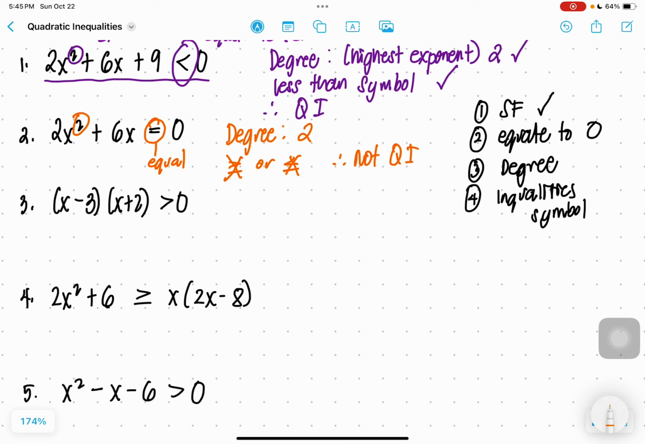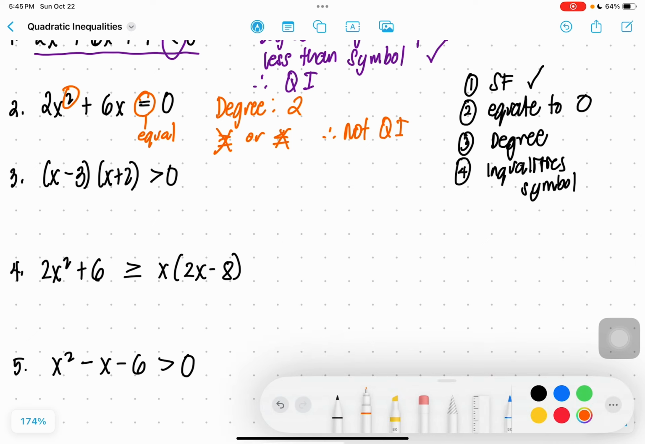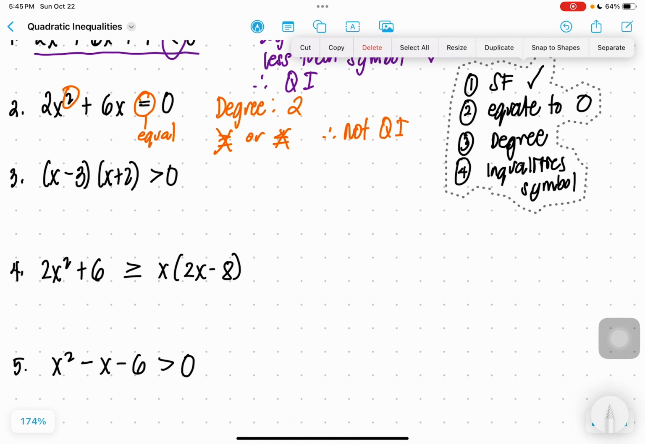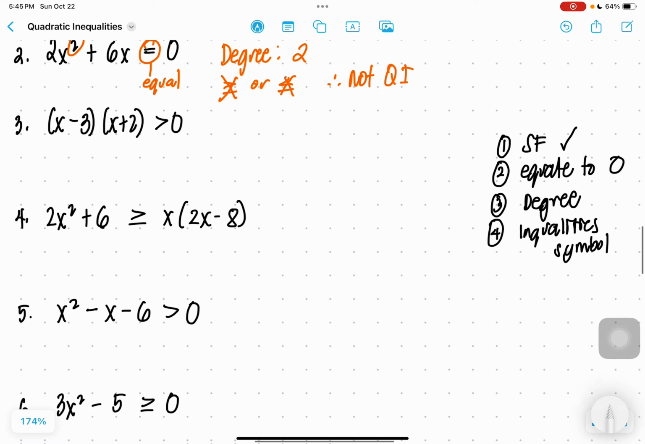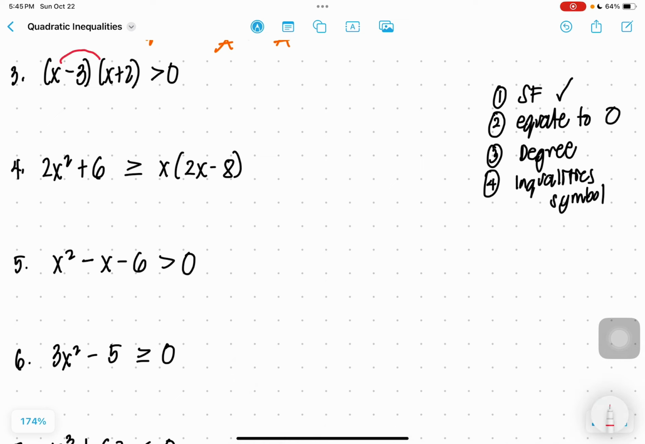Okay? Next, number 3. So, from this part, di pa tayo naka-standard form. So, transform muna natin siya into standard form. So, kailangan natin muna gawin yung distributive property para makuha yon. So, x times x is x squared. x times 2 is positive 2x. Negative 3 times x is negative 3x. Negative 3 times 2 is negative 6, less than 0. So, magkakaroon tayo ng x squared minus x minus 6 less than 0.